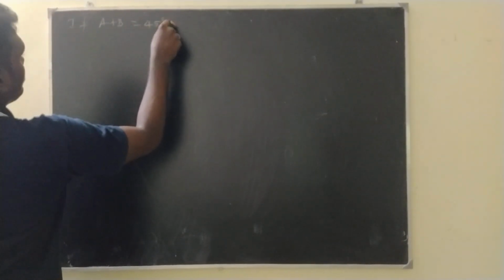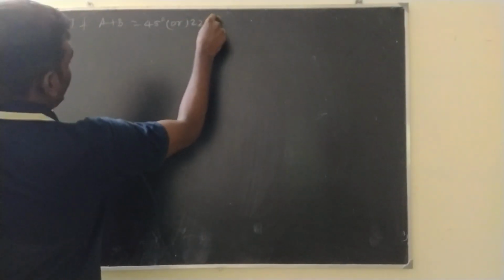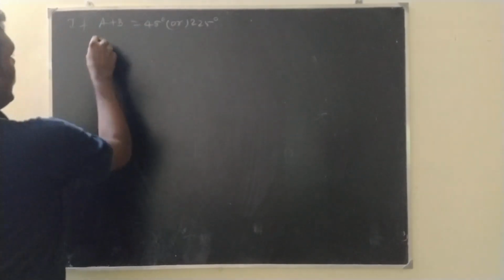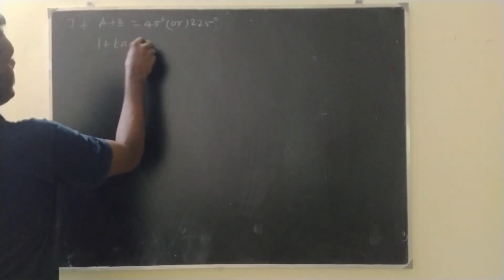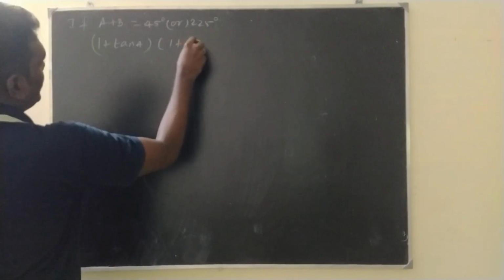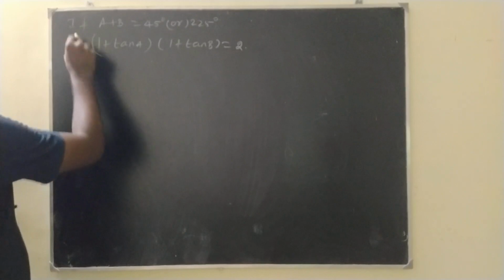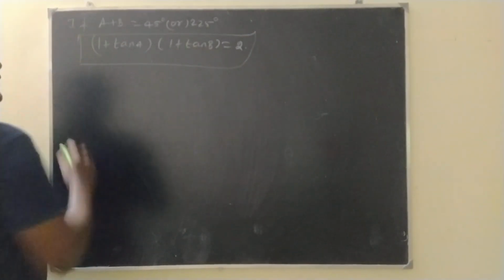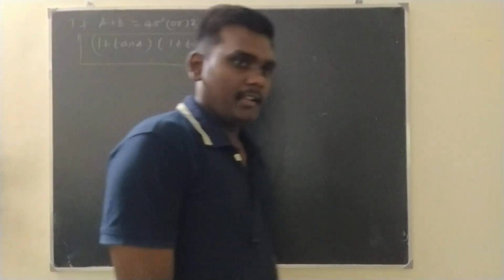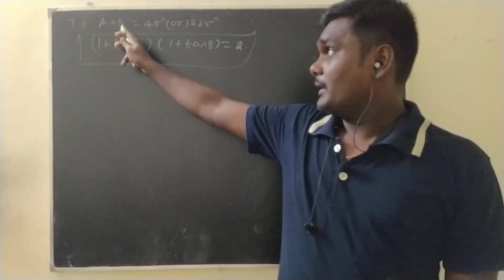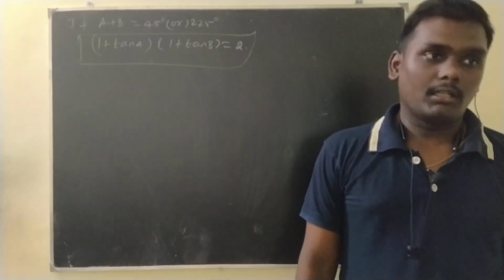If A plus B is 45 degree or 225 degree, we have (1 plus tan A) into (1 plus tan B) equals 2. This is the formula, and this we can call a conditional identity, based on a condition. If A plus B is 45 or 225 only, this will work.